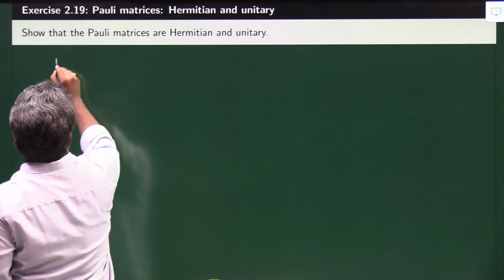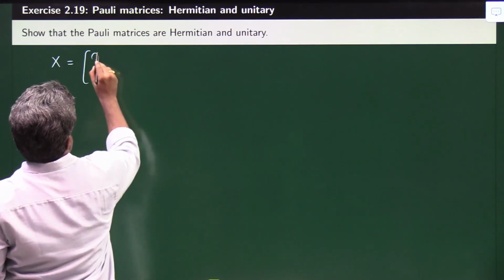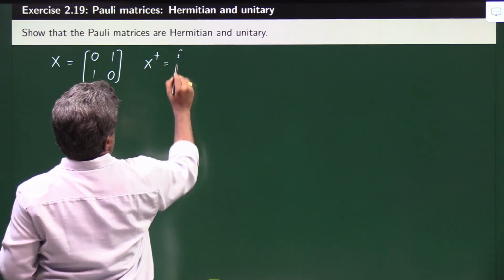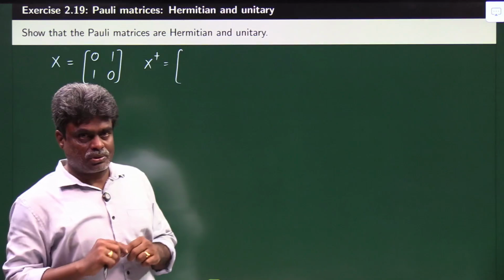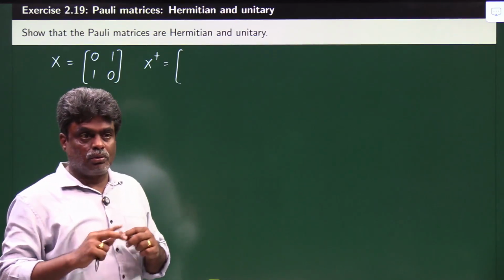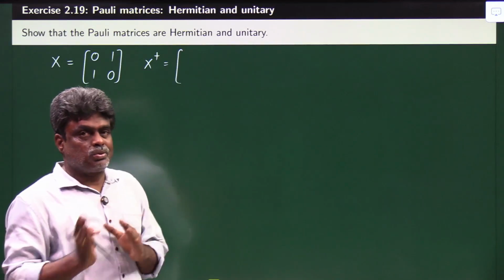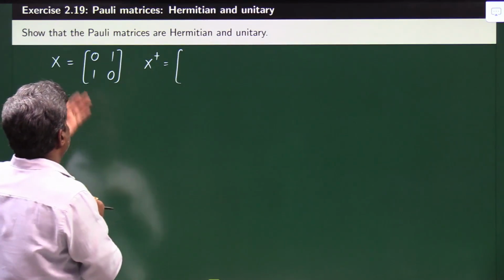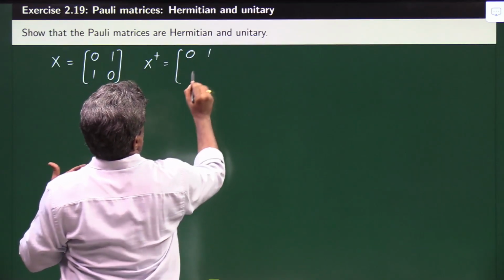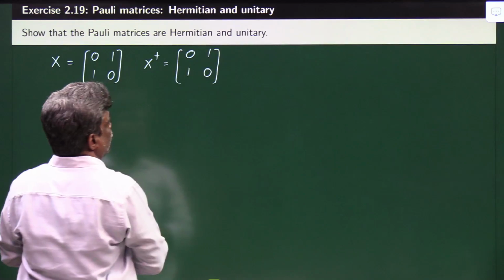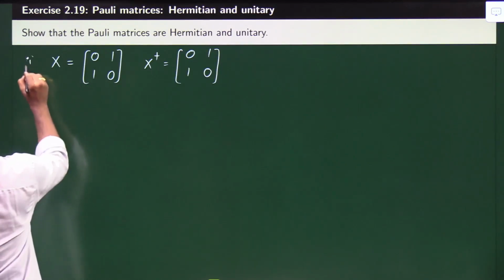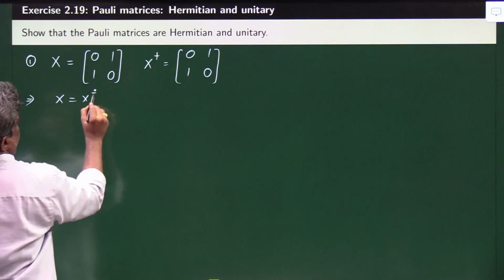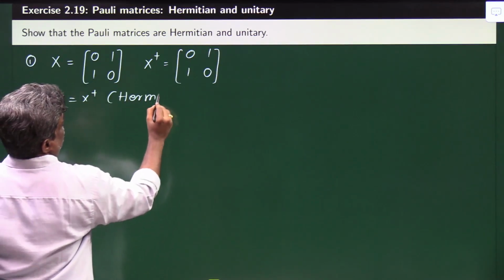This is our Pauli spin matrix X: 0 1 1 0. Now I am taking the corresponding dagger, which means you have to convert rows to columns or columns to rows. Don't do both things, either rows to columns or columns to rows, and you have to take the corresponding complex conjugate. But here these are real, so we won't get any change. Both are the same, X equal to X dagger, so we can say it is a Hermitian operator.